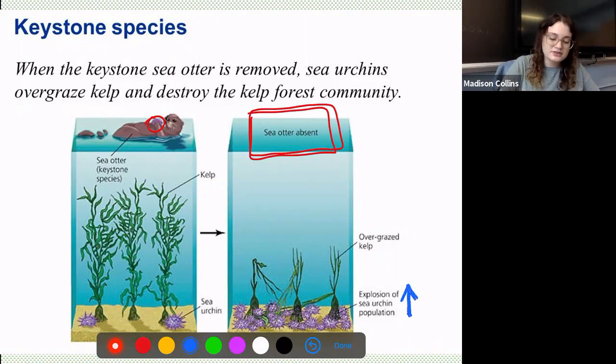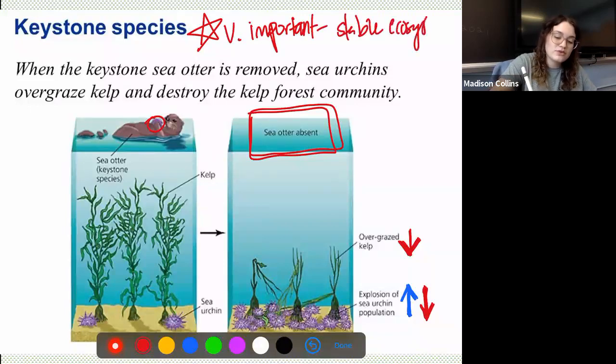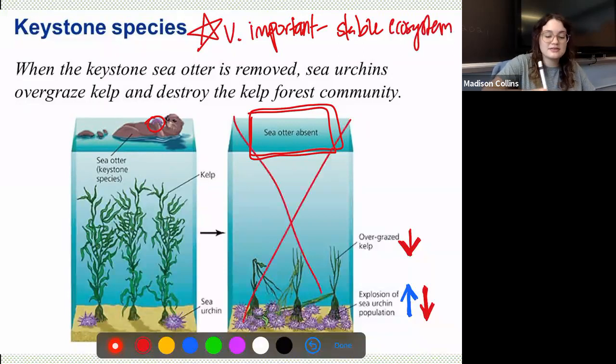But what happens when the sea urchin population increases? Well, they're going to start eating more of this kelp, which means that the kelp population is going to decrease. And now, what's going to happen if those sea urchins no longer have any food? Well, they're going to decrease as well eventually. So again, keystone species are very, very important and maintain the stability of an ecosystem. Without those keystone species, it just ruins the ecosystem.